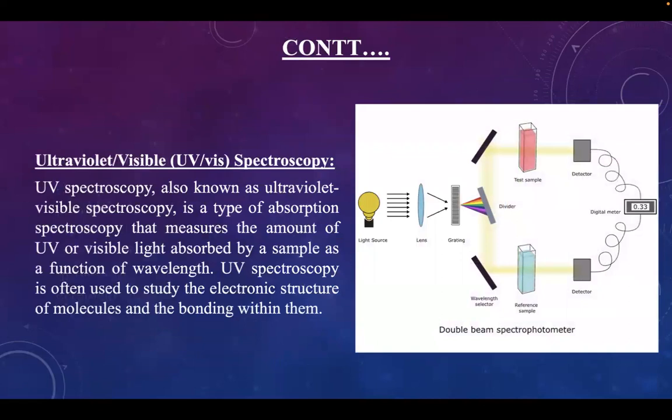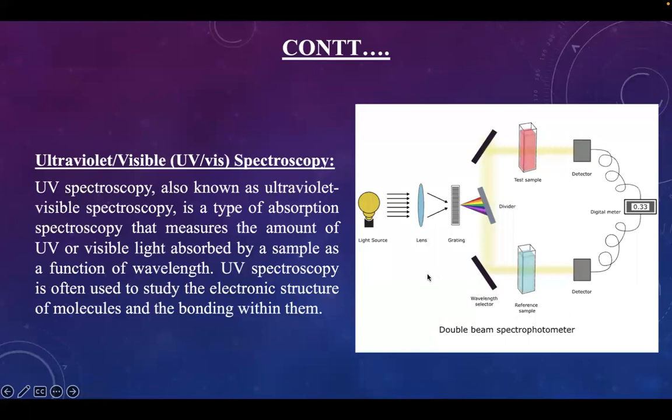Ultraviolet visible, UV spectroscopy. UV spectroscopy, also known as ultraviolet visible spectroscopy, is a type of absorption spectroscopy that measures the amount of UV or visible light absorbed by a sample as a function of wavelength. UV spectroscopy is often used to study the electronic structure of molecules and bonding within them.